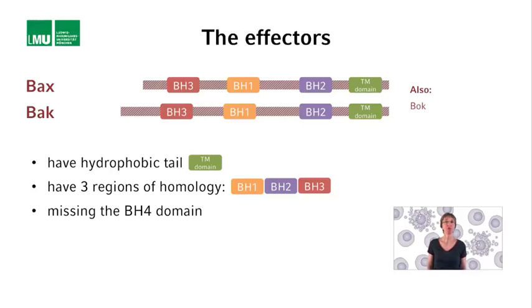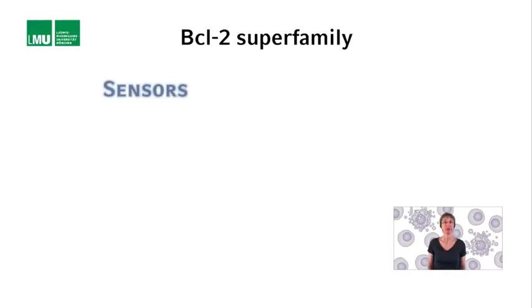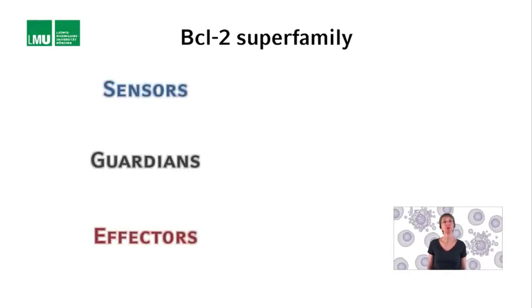Why are the subgroups called sensors, guardians, and effectors? In the previous section, we talked about the identification of BAK and BAD. Members of the BCL2 superfamily can interact with each other and form heterodimers. Through their interactions, they can antagonize their functions.